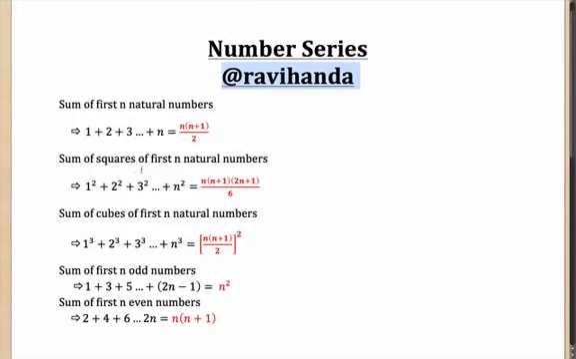Very similarly, the sum of squares of the first n natural numbers, that is 1 square plus 2 square plus 3 square till n square, is n into n plus 1 into 2n plus 1 by 6. For cubes, the formula is n into n plus 1 by 2, the square of that value. That is 1 cube plus 2 cube plus 3 cube till n cube. Also, it helps if you know that the sum of the first n odd numbers, that is 1, 3, 5 and so on, is n square, whereas the sum of the first n even numbers is n into n plus 1. If you have these formulas memorized, they might come in handy at some point of time.